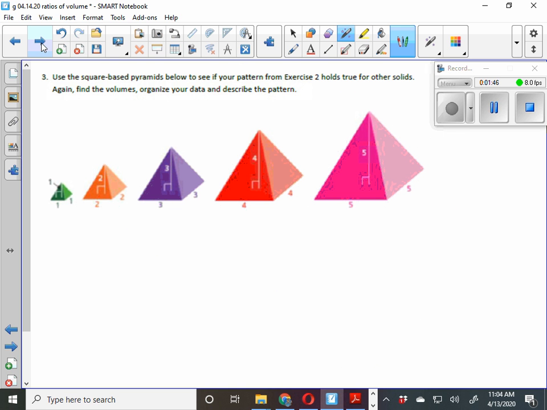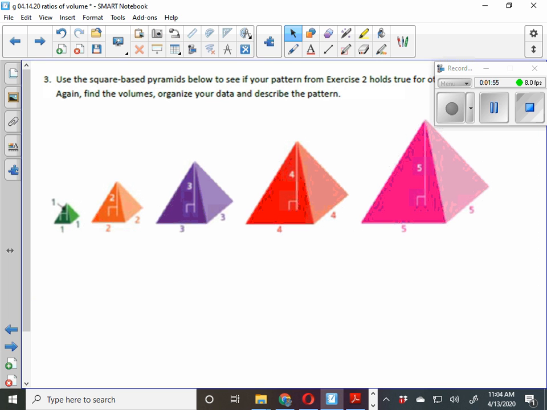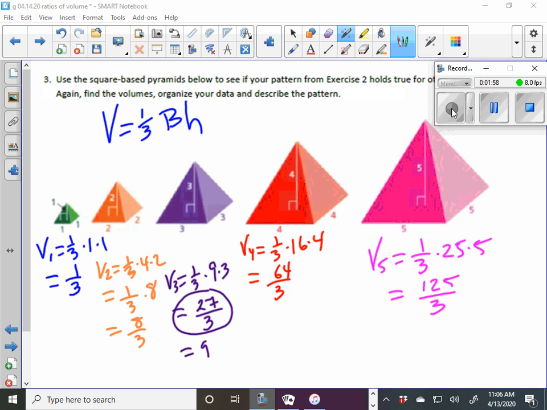So they want to make sure you get it. They're asking you to go ahead and work all of these. So stop the video and go through each one, see how you do. Okay, so as you go through this, the first one was 1/3, 8/3, 27/3, 64/3, 125/3, and notice that the volume goes up by a cubic each time.